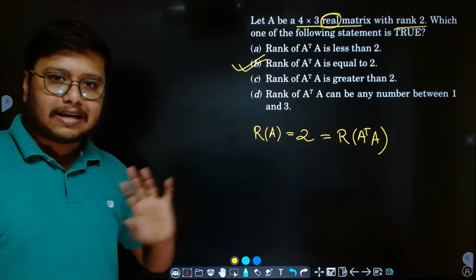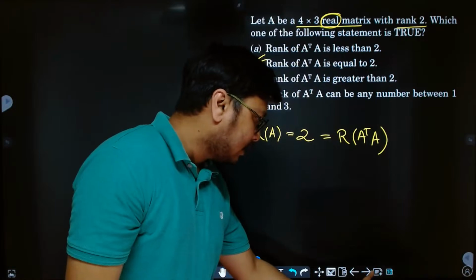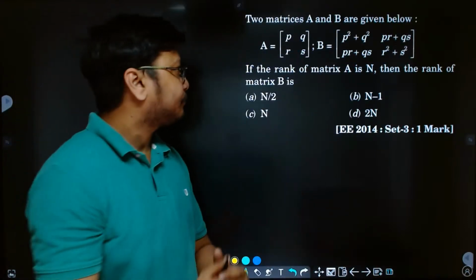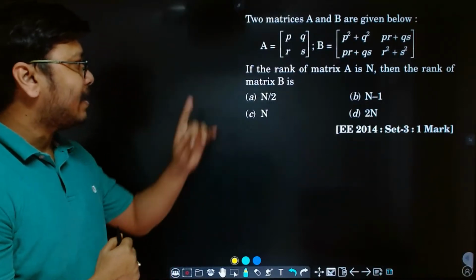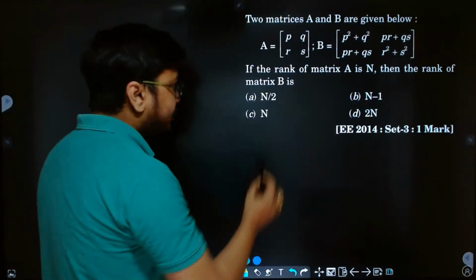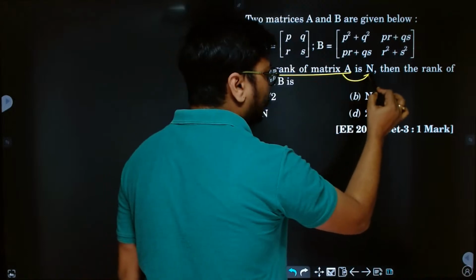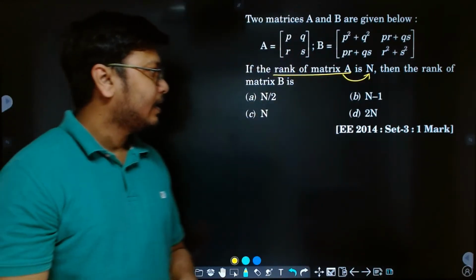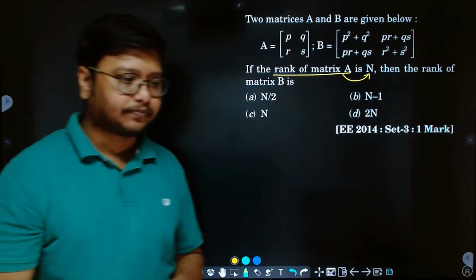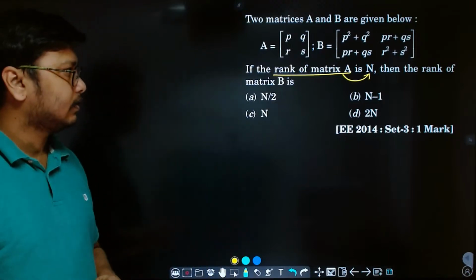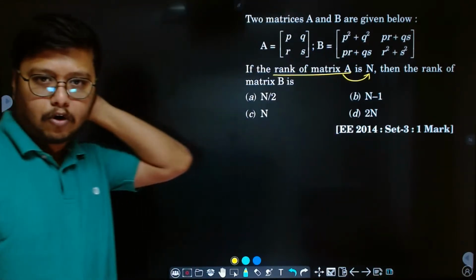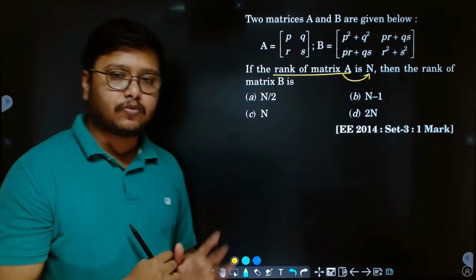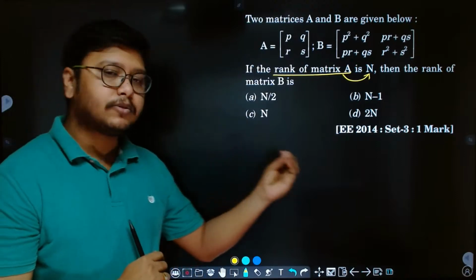So this was a very simple application question. Let's do one more. Let's see who can answer this question. Two matrices are given to you. It is told that rank of the matrix A is n. Then what will be the rank of B? Again, this should be a simple observation answer. You don't need pen and copy to answer this question. Just a little bit of observation, you can answer.